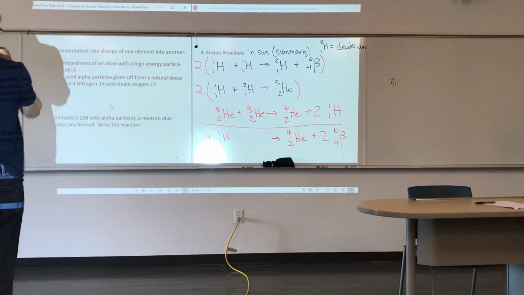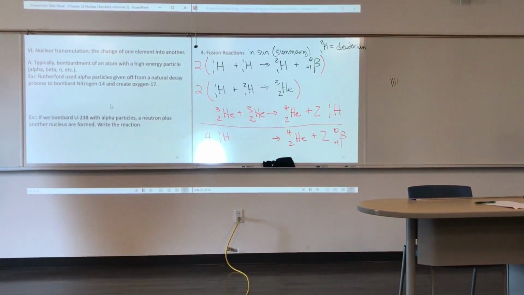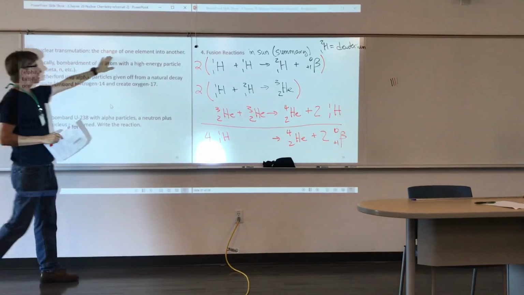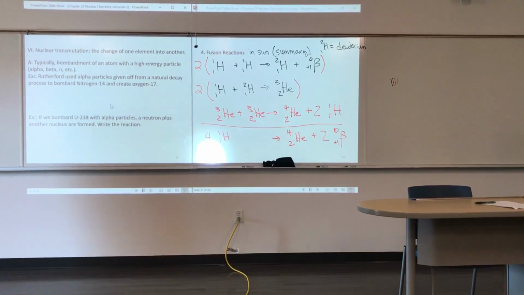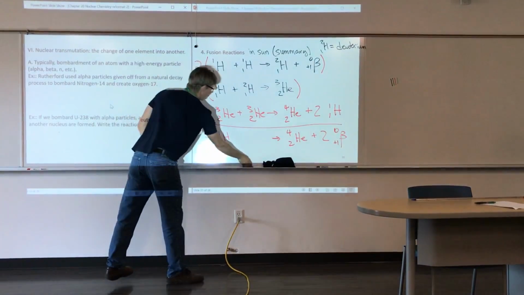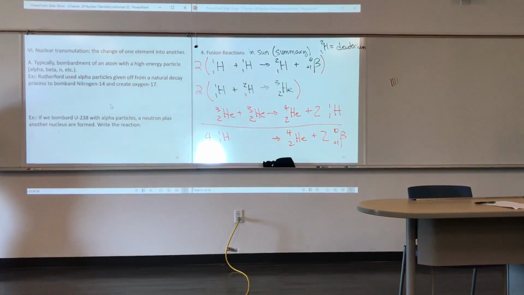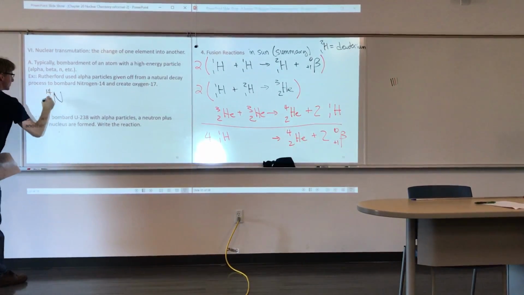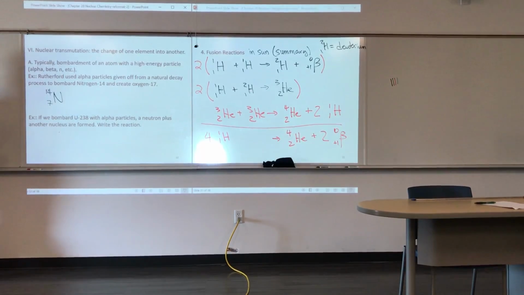Now, we've talked about nuclear transmutation before, but we'll come back to it now. What we said is nuclear transmutation takes 2 things on the reactant side and collides them together. This is a process that can change one element into another. Typically bombardment of an atom with a high energy particle such as alpha or beta. For example, Rutherford used alpha particles given off from a natural decay process to bombard nitrogen-14 and create oxygen-17. This is a pretty famous process.